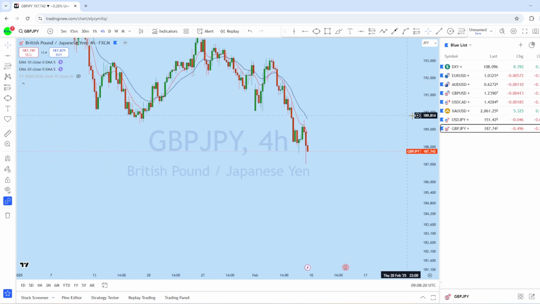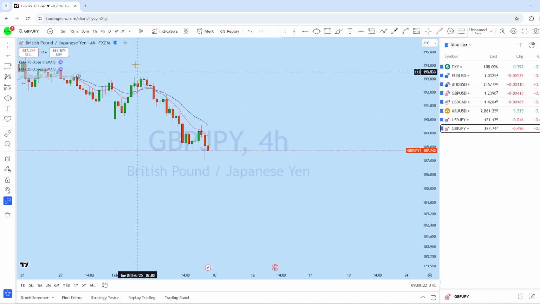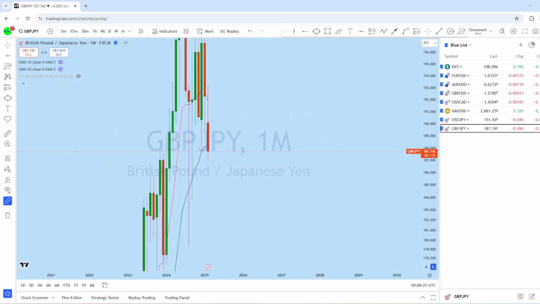Now let's look at GBP JPY. Let's see what kind of trading opportunity we have in this market.